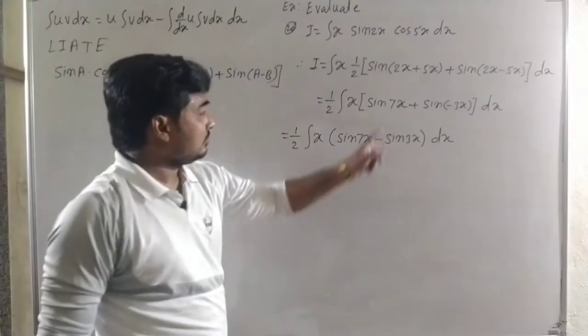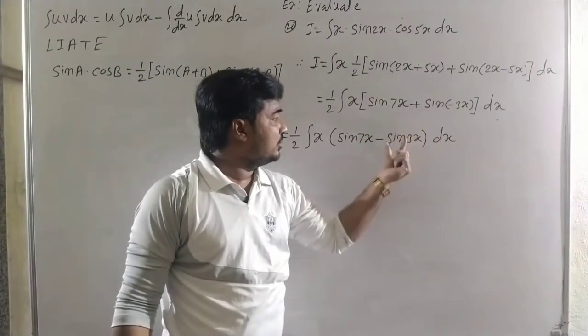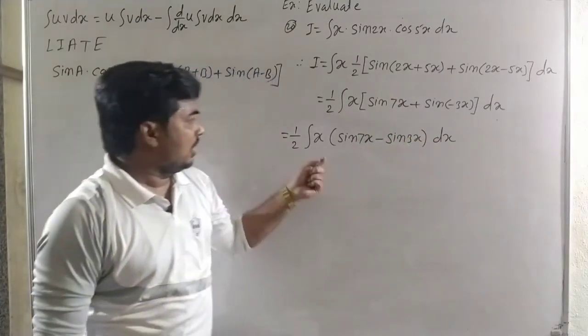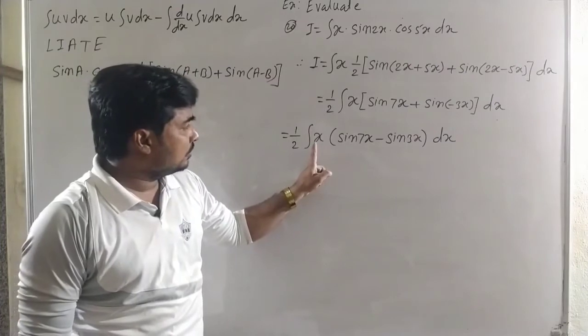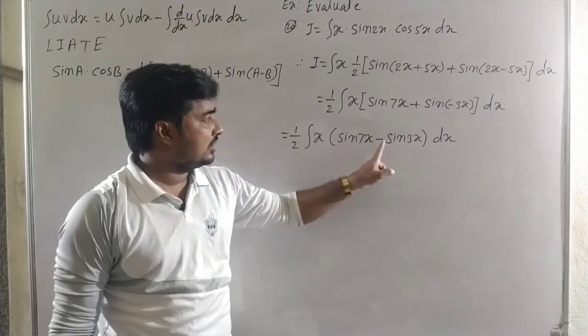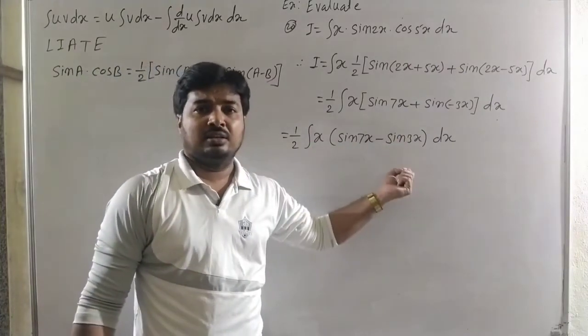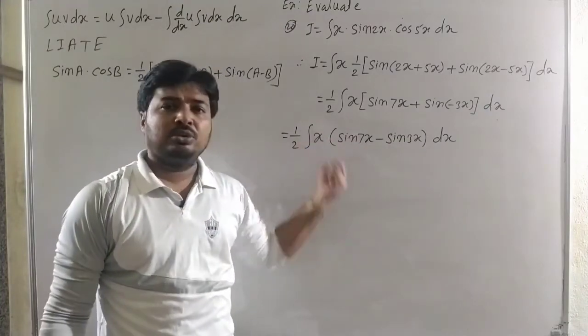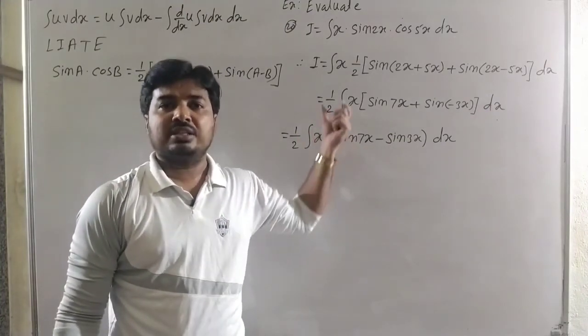Okay, here sin minus theta is equal to minus sin theta. Now as a last example, we multiply x into sin 7x and x into sin 3x, and then we get two integrals, and both the integrals are solved by using integration by parts.